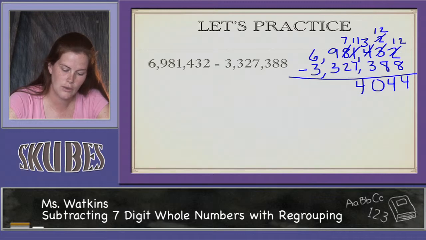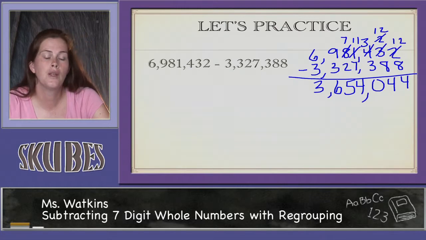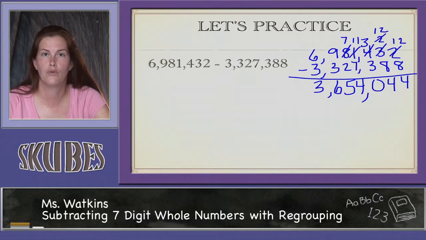7 minus 2 equals 5. 9 minus 3 equals 6. And 6 minus 3 equals 3. So our answer is 3,654,044.